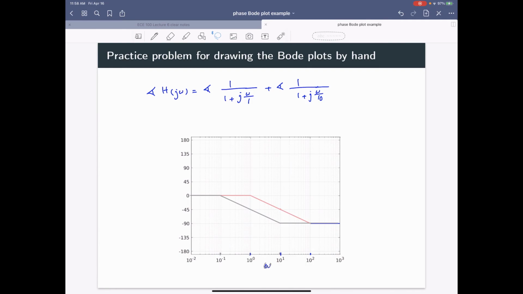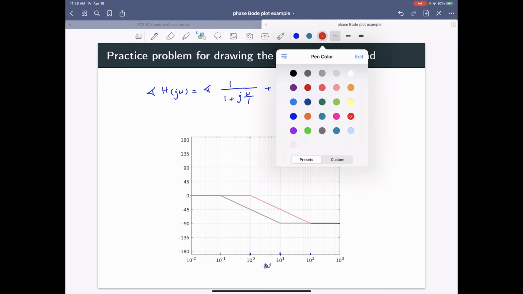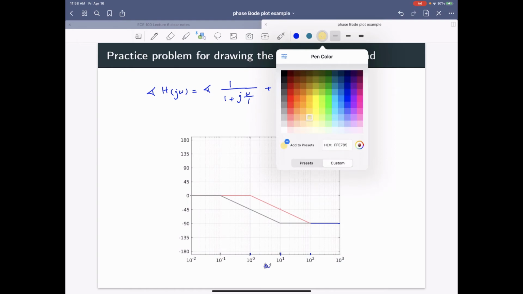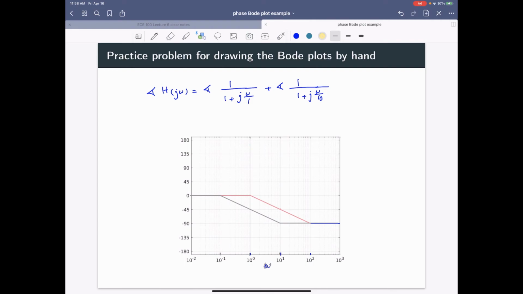All right, I'm also going to add some guide lines so that I can keep track of how I am adding them. So with that, let me add a guide line, a different color, perhaps this color. Okay, so for anything less than omega equals 0.1, the angle is 0. So see, these two lines are at 0 degrees. So if I add them, the angle is going to be 0. So this is my line of 0.